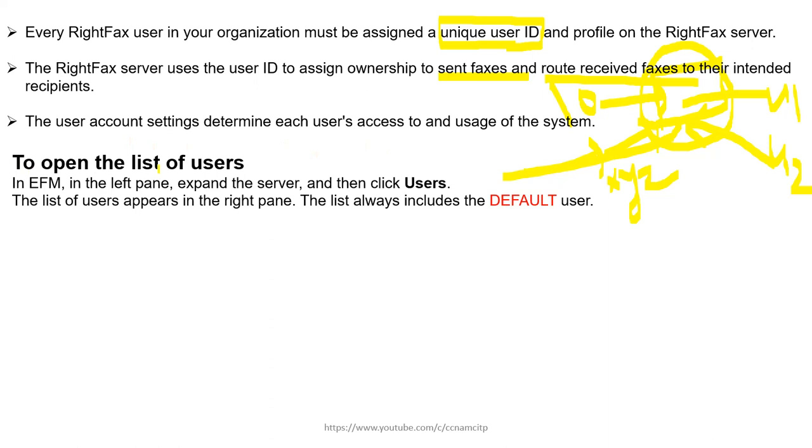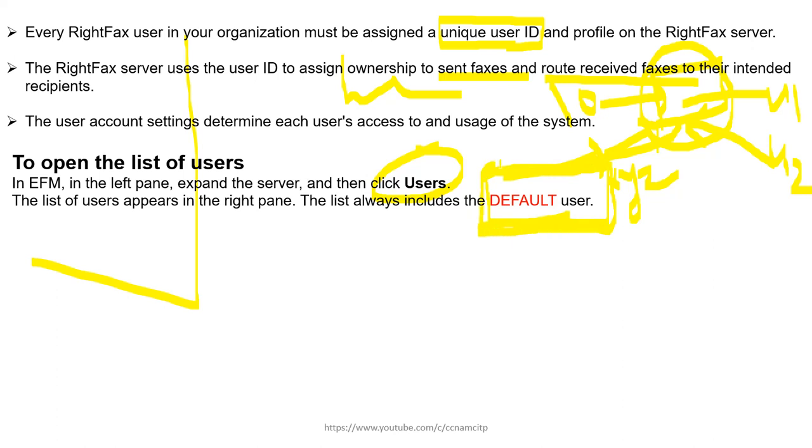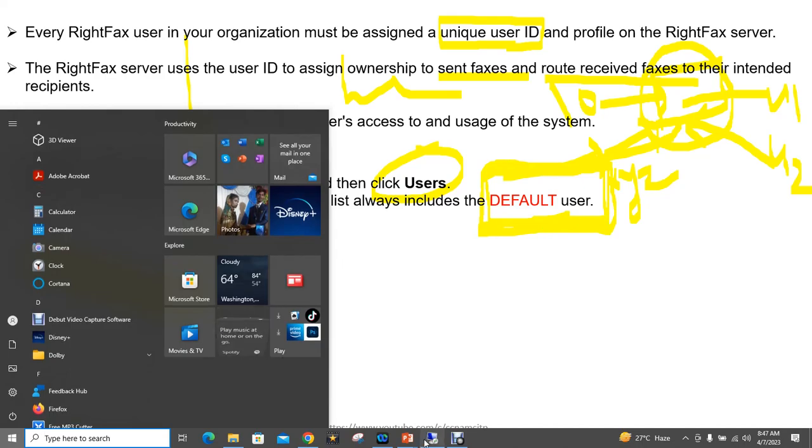To open the list of users, you have to go to Enterprise Fax Manager, on the left side, you will see users. If you click, the list of users appears on the right. You can see users, and the list always includes the default users, the default users created by the system or server. First of all, you will see those. Okay, so let's see whether that is right or not.